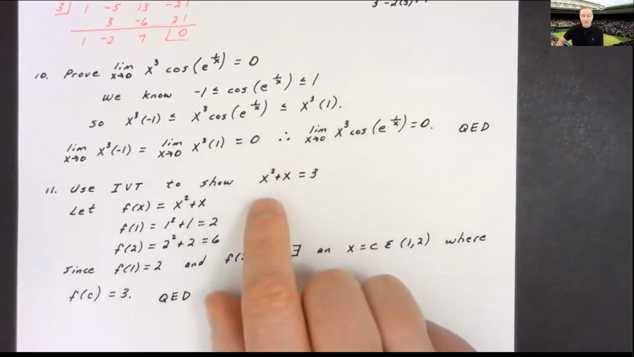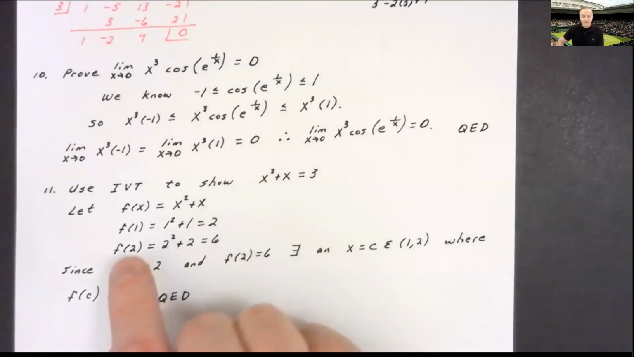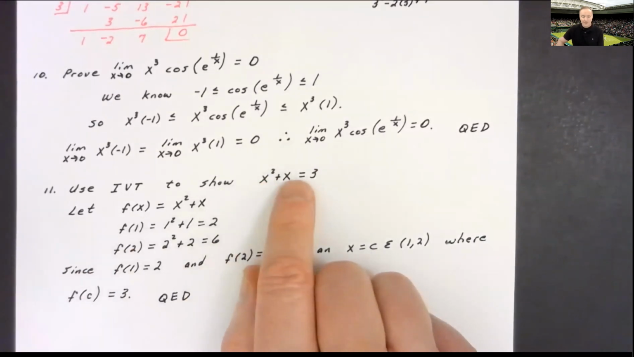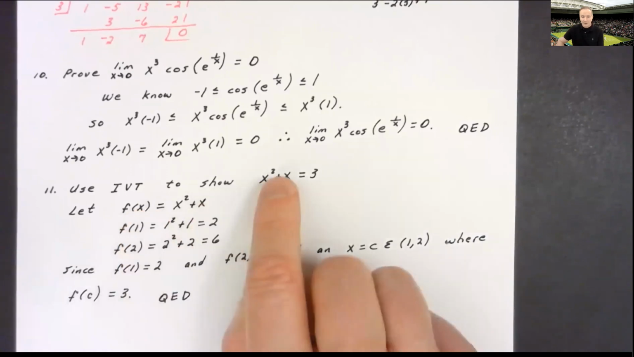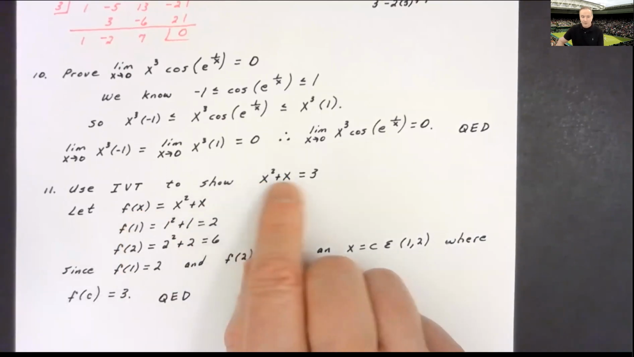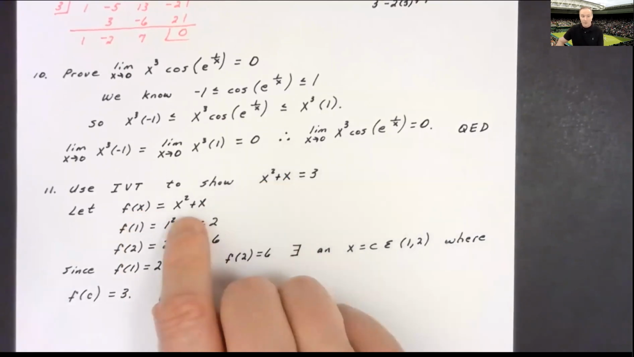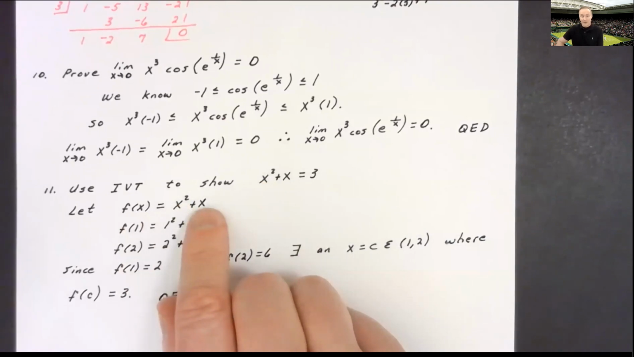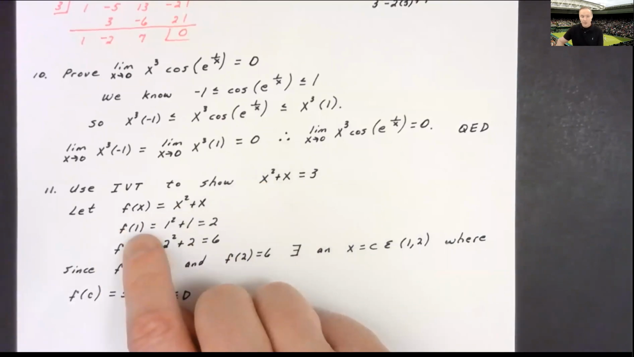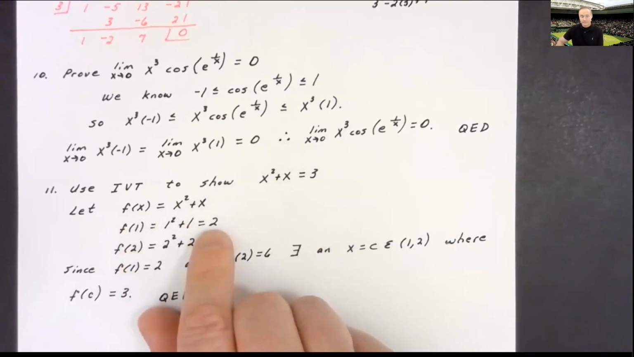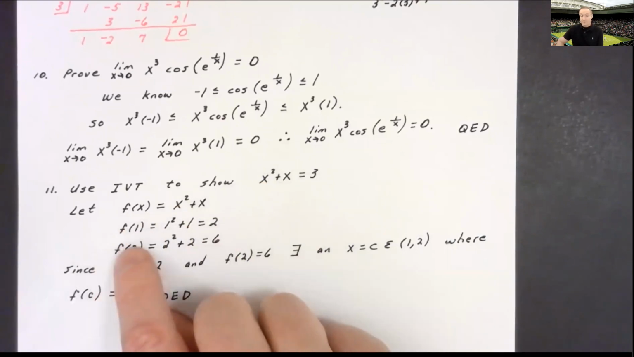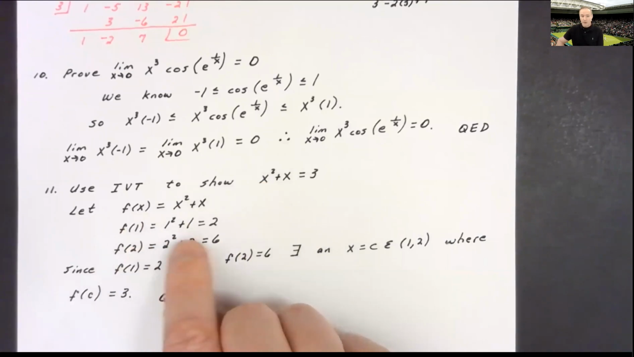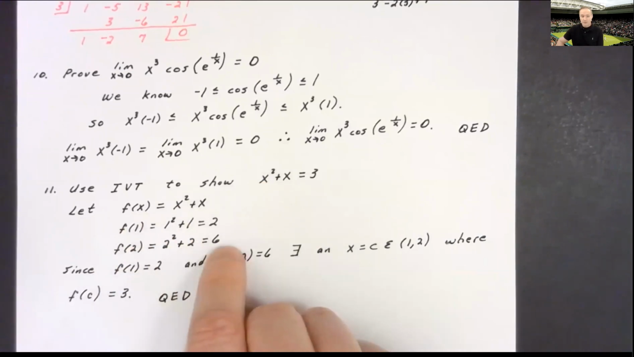That's really easy to do in this problem, because please notice, if you plugged a 1 in for x, first of all, I'm letting f of x equal the left-hand side of this equation. So f of x equals x squared plus x. I need to show that f of x must equal 3. Well, f of 1 is 1 squared plus 1. It's 2. F of 2 is 2 squared plus 2, which would be 4 plus 2, 6. That's all I need to show.